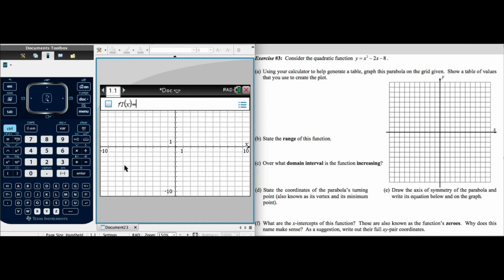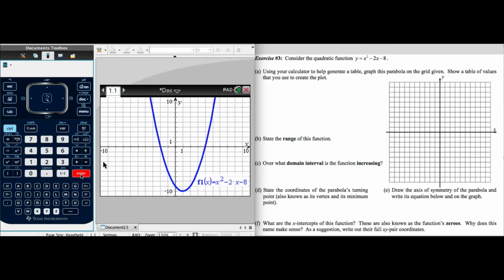There we go. Okay, now we want to type in our function. We don't have to go to a y equals key. We don't have that on the TI-Nspire CX. It's right there in the graphing portion of this. So we'll enter our values. x squared minus 2x minus 8. And we'll hit our enter key. And there's our graph.